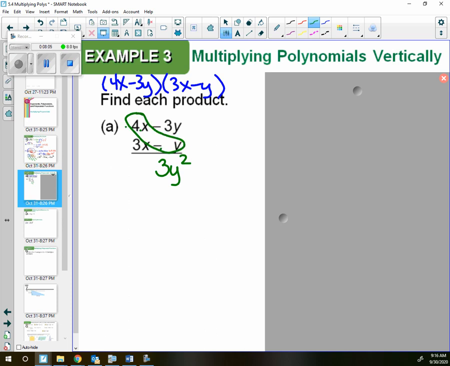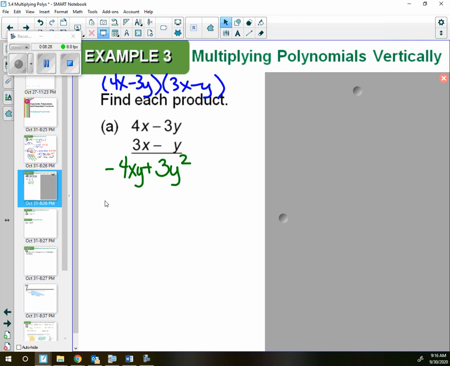Negative times a positive would be negative, and then we have a 4, can't really do much with the xy. Now again, we got to be careful, what sign should I put between those two terms? Well, this was a positive 3y squared, so that's going to be a plus. So it's just regular multiplication here. So we just distributed, we just multiplied basically the equivalent of that negative y times both of the first things.